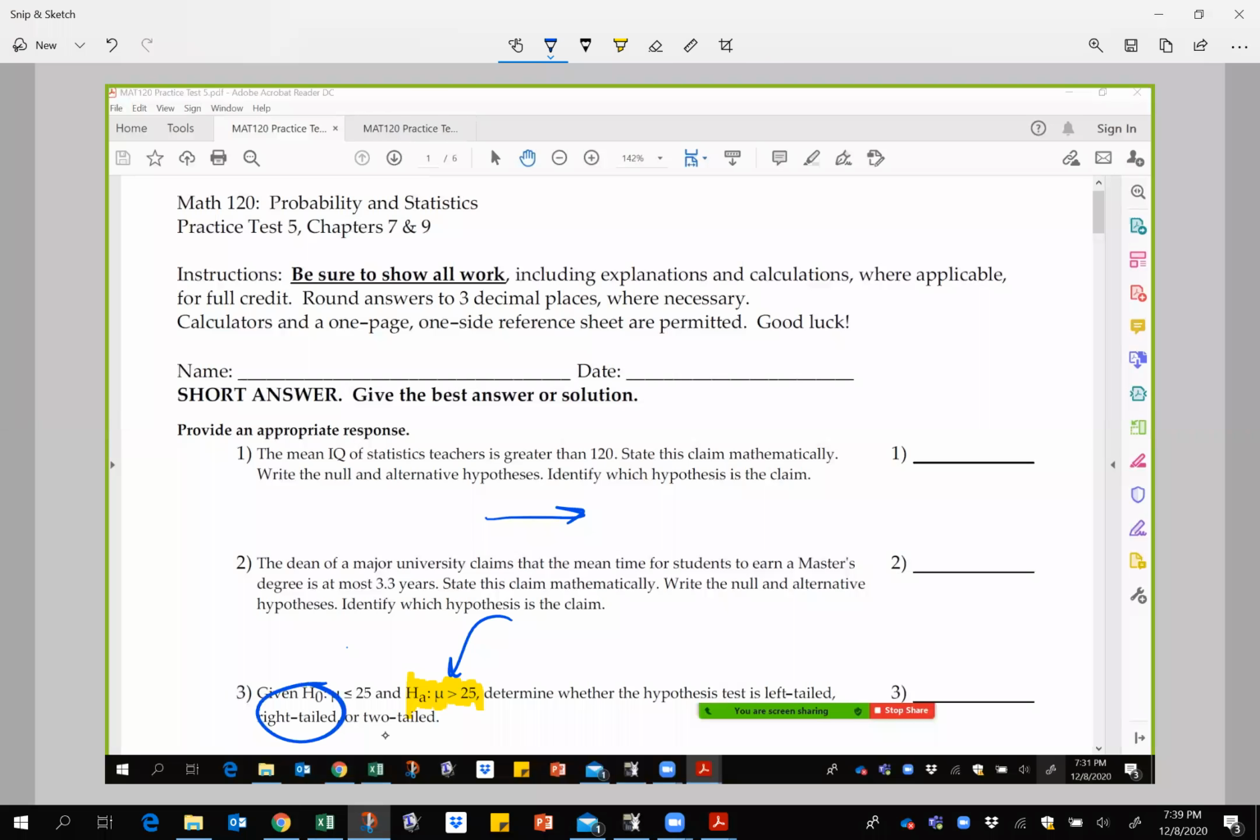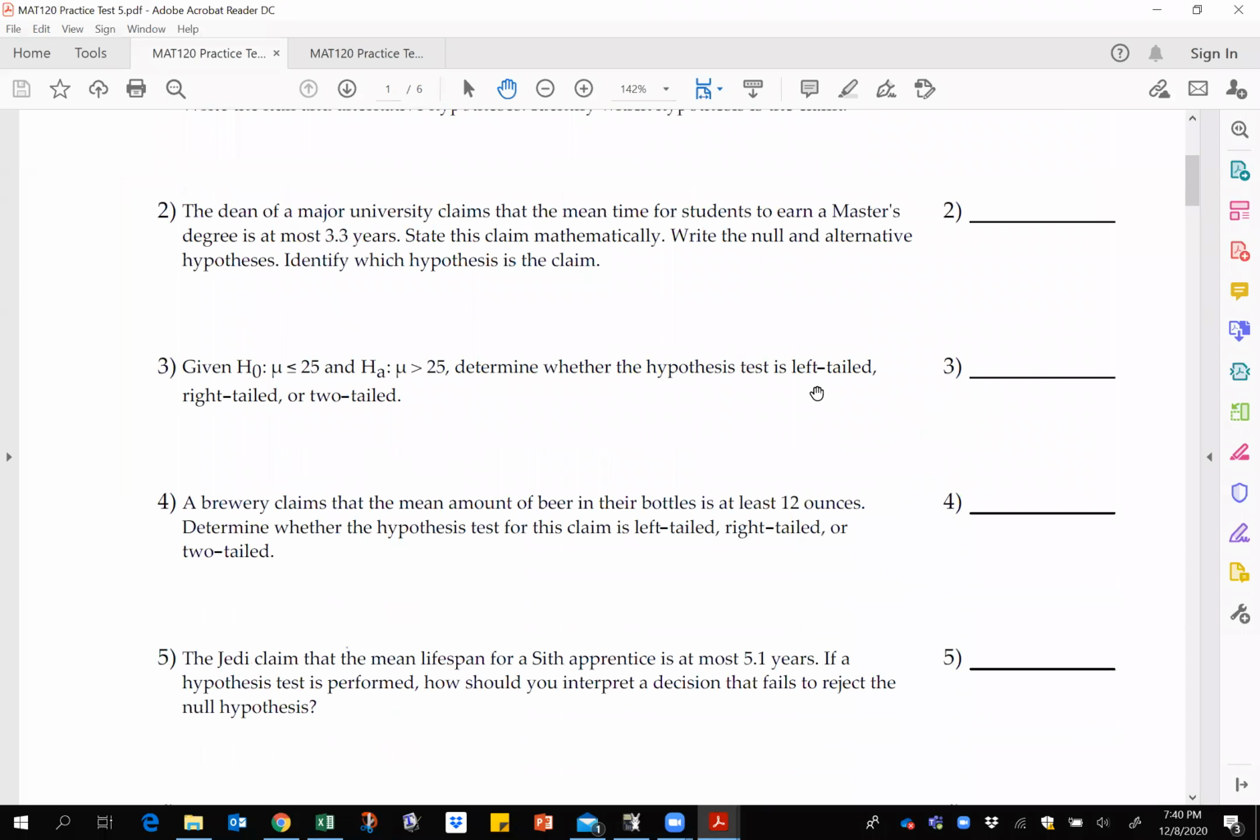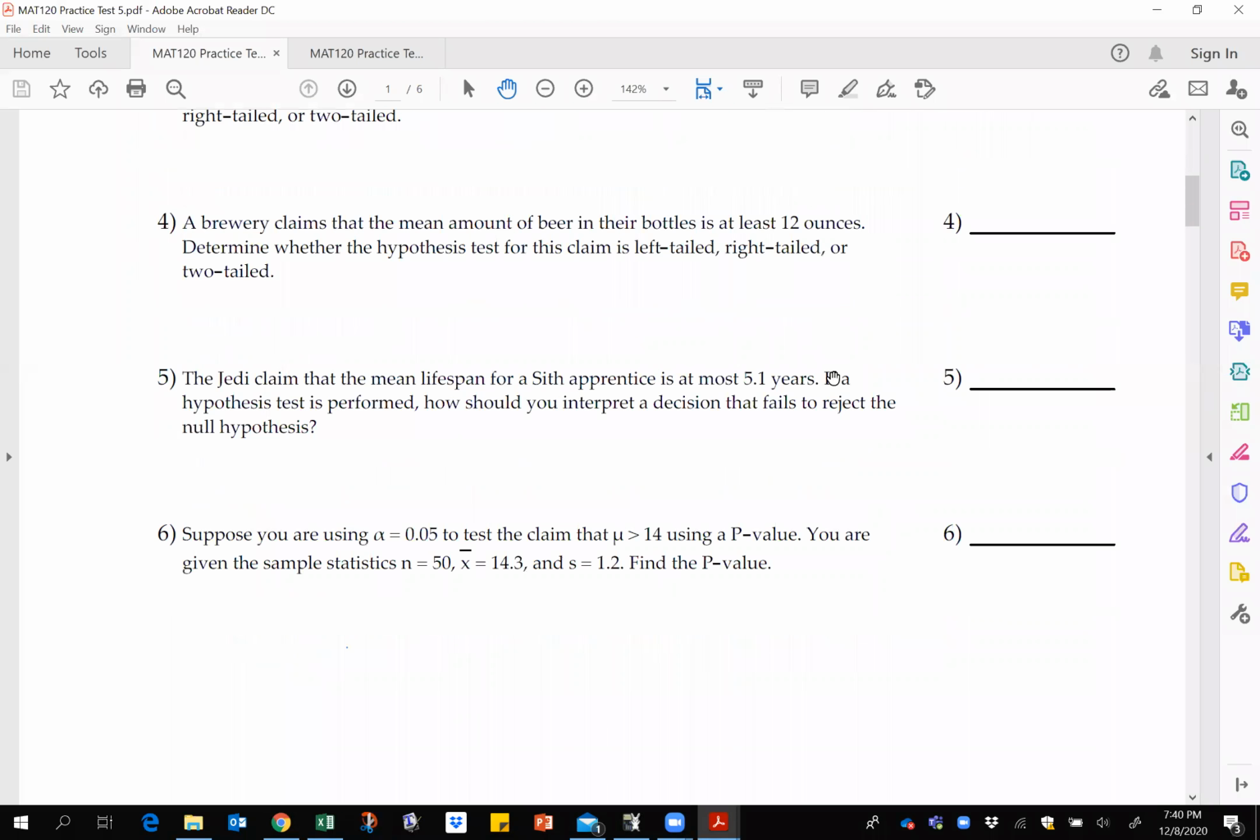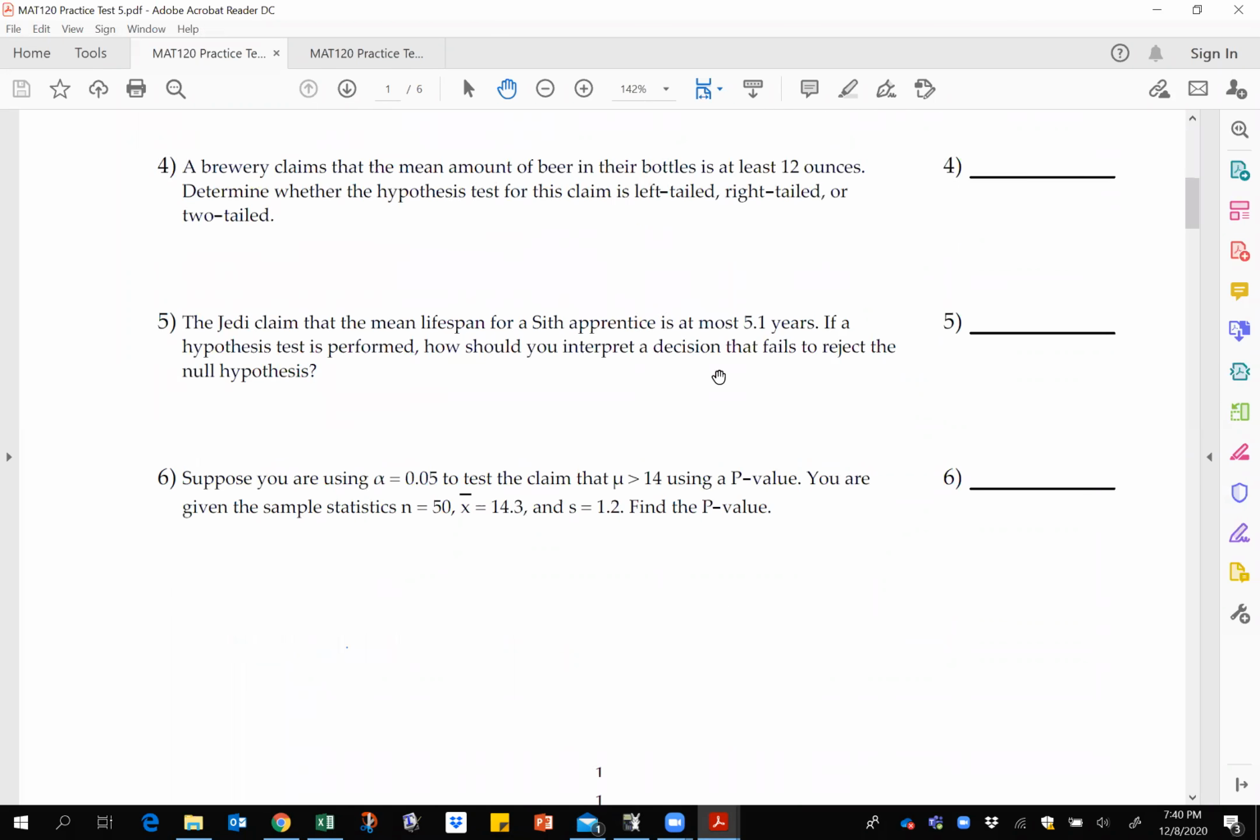Okay. So that would be a right-tail test. Does anybody have any questions on the first 3 problems? Let's go ahead and take a look at the next batch.